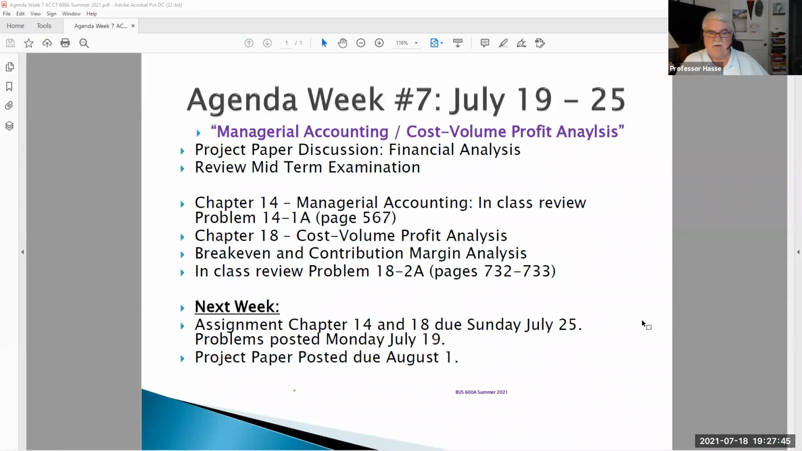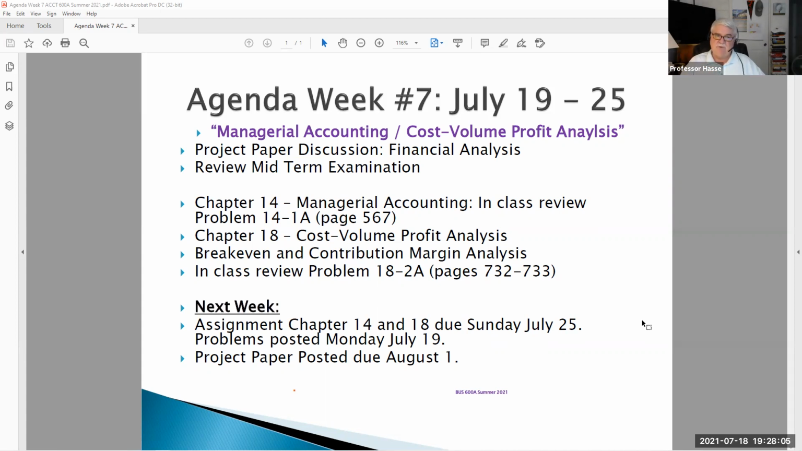Some important points there in that very brief introduction to the chapter on cost volume, chapter 18. Break-even point, contribution margin, fixed cost, variable cost, all very important, and we'll be using these also in our finance discussions of capital budgeting in a couple of weeks.